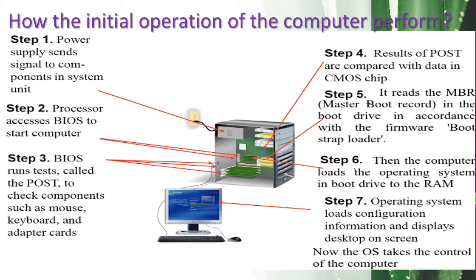If the devices are not working properly, it displays an error message or a beep sound. If the devices are working properly, then it moves to the next step. It reads the master boot record in the boot drive in accordance with the firmware. Then the computer loads the operating system from the boot drive to the RAM of the computer. Then the operating system loads configuration information and displays the desktop on the screen. Then the operating system takes control of the computer.